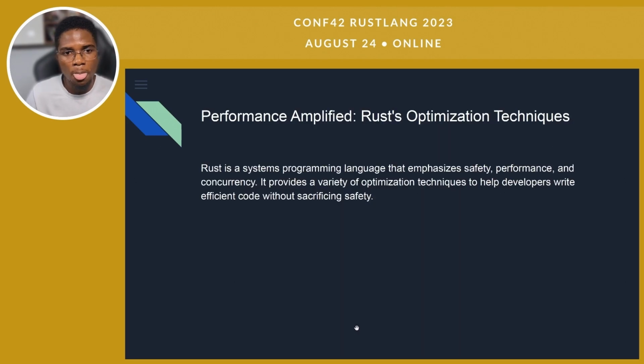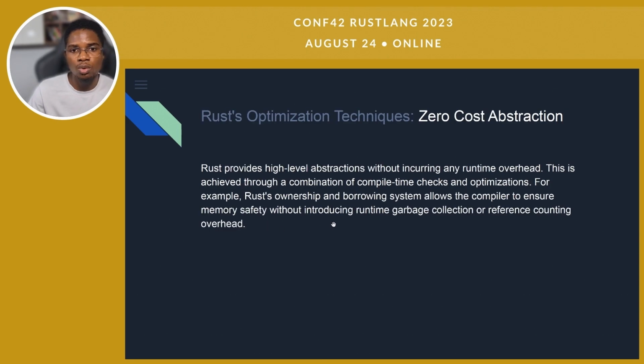Okay, so let's check some optimization techniques by the Rust system. Rust is a programming language that emphasizes safety, performance, and concurrency. It provides a variety of optimization techniques to help developers write efficient code without sacrificing safety. And one thing you should notice is that many of these optimizations you do not need to write yourself. Okay, so let's take the first one, which is the zero cost abstraction.